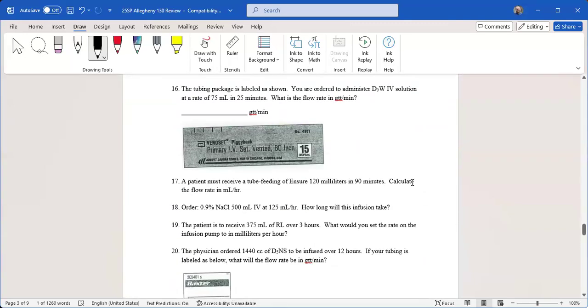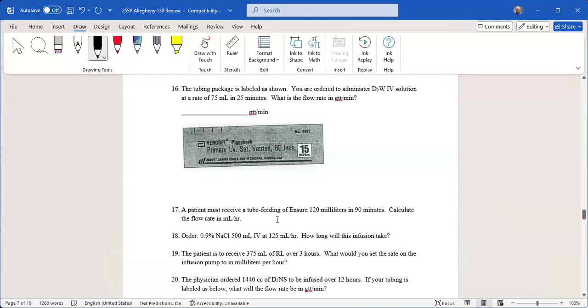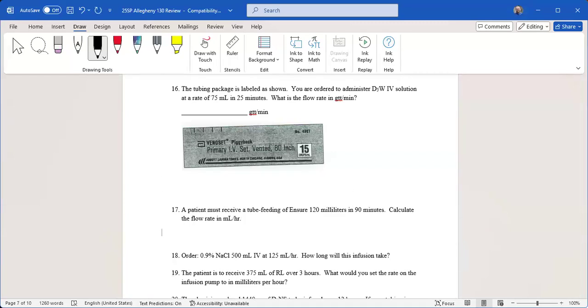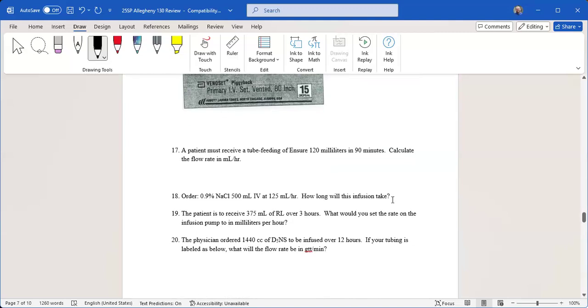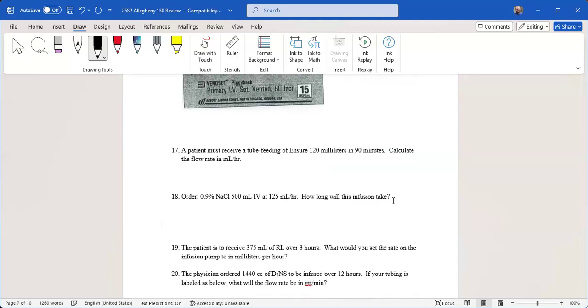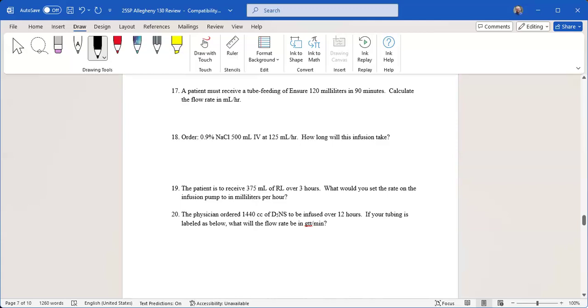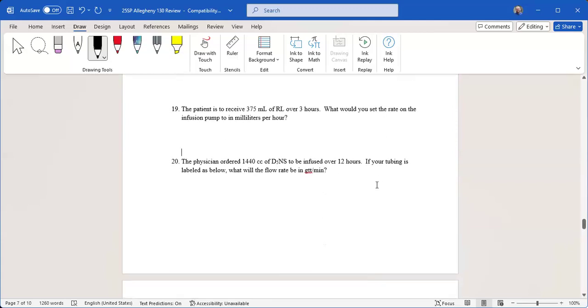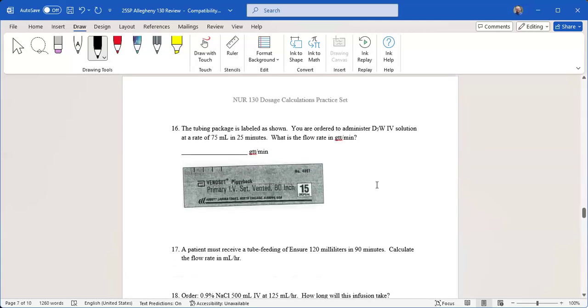Okay. So these are some of the newer types of questions you're going to get, because I don't think we did flow rates last time. So these are some of the newer flow rate type questions. What I'm going to do is give myself a little bit of space to write in here. So we have some information. That's perfect. Good.